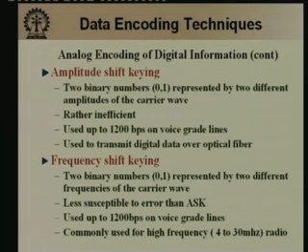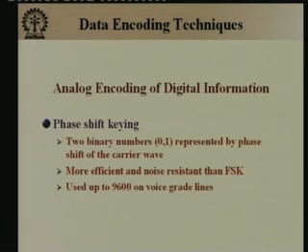Another way of encoding is the so called phase shift keying. Two binary numbers may be represented by phase shift of a carrier wave. This is more efficient and noise resistant than FSK. PSK can be used for up to 9.6 kilobits per second on voice grade lines. This is for simple phase shift keying. Of course, we use more complex phase shift keying with other techniques in order to achieve even higher data rates nowadays.